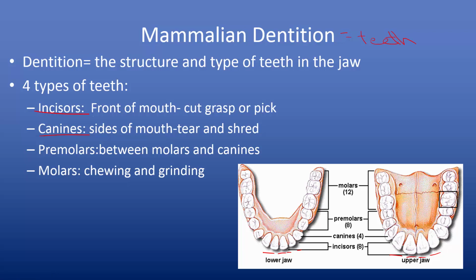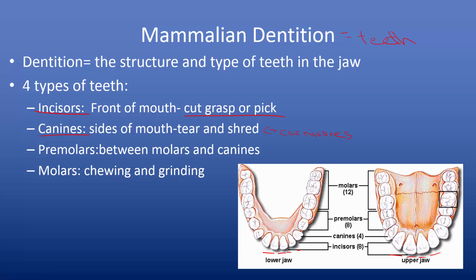Backtracking for a second, incisors, front of mouth, and they cut, grasp, or pick. All right, so this is grasping. A classic meal for meat eaters that are humans would be baby back ribs. Typically you grasp the rib meat with your front teeth or incisors. Then you have canines. That's on the side of the mouth, and they tear and shred. Canines are very pronounced in carnivores. Carnivores are things like wolves and lions and tigers and that kind of thing.